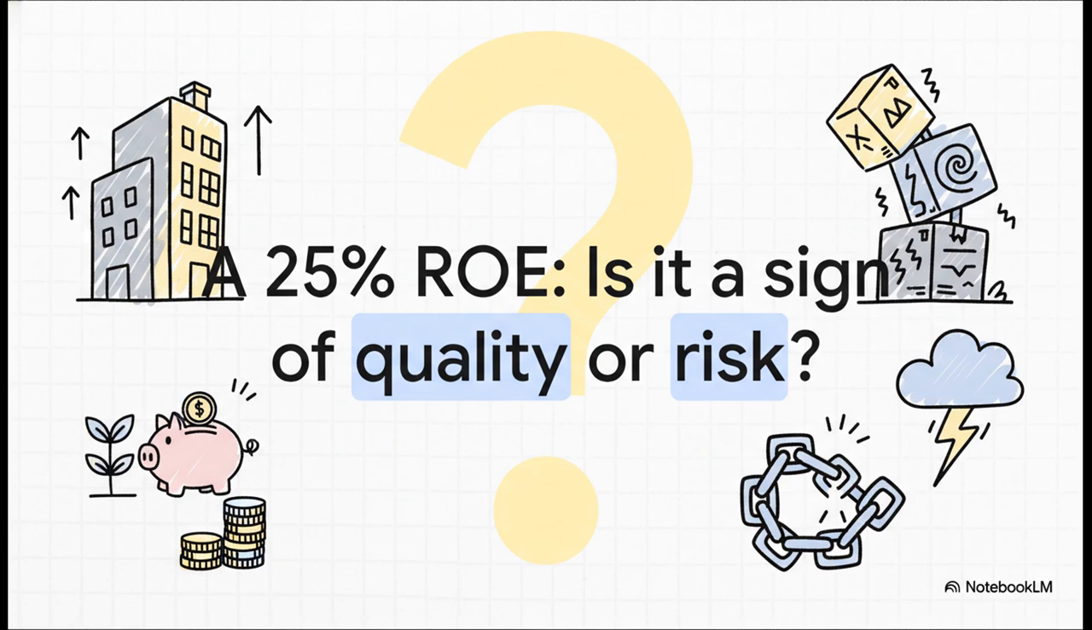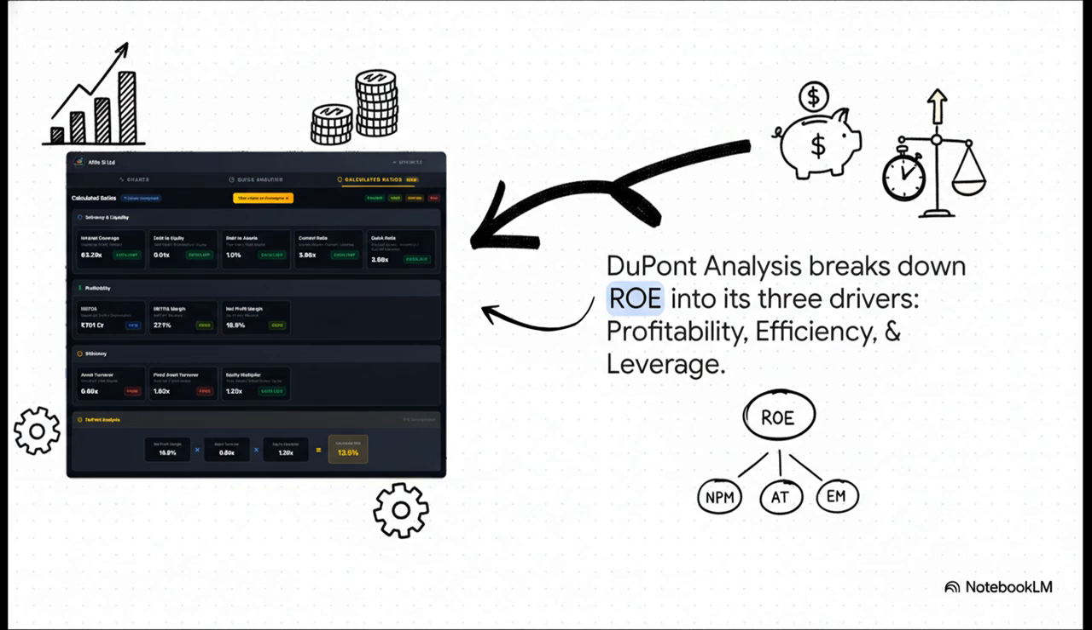It means the company is generating a ton of profit for its shareholders. But is that high return coming from a high-quality business? Or is it just being propped up by a ton of risky debt? How can we possibly tell the difference? Well, the answer is a really powerful tool called DuPont Analysis. And it's not as scary as it sounds, I promise.